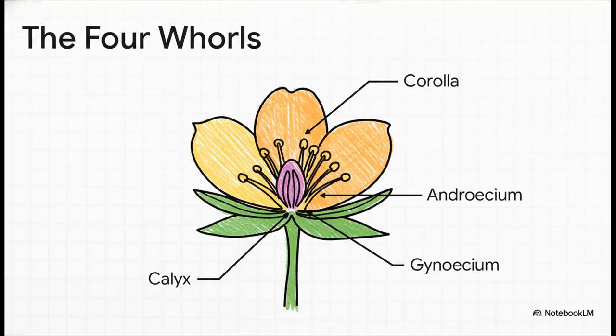All right, working our way from the outside in, the first whorl is the calyx. It's made of sepals. Those are usually the green, leaf-like bits that protect the flower when it's just a bud. The second whorl is the corolla. These are the colorful petals, the main attraction, designed to bring in the pollinators. The third whorl is the androecium. That's the male reproductive part. And right at the very center, the fourth and final whorl is the gynoecium, the female reproductive part.